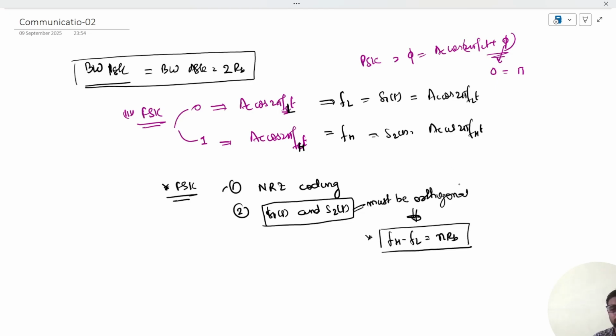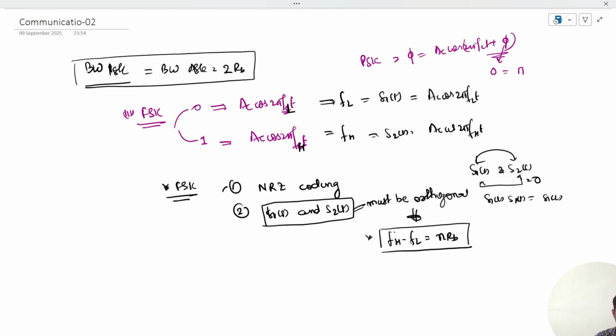What do we mean by orthogonal signals? If S1(t) and S2(t) are orthogonal, that means if they are multiplied, the product would be 0. If S1(t) is multiplied by itself, it gives S1(t) only, the signal itself. However, when this is multiplied with the other one, the output will be 0. So such signals are called orthogonal signals.